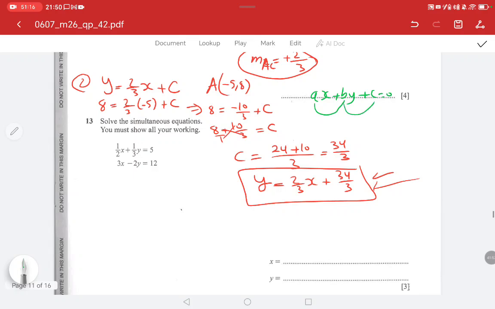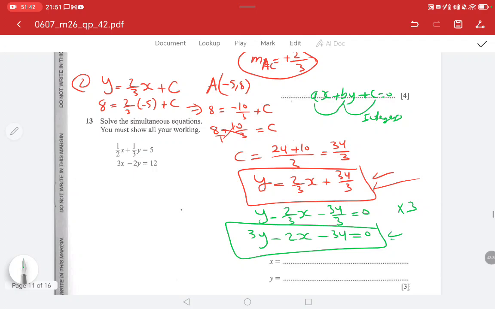Where a, b, and c are integers. Oh, so if you have this in exam, you have to make all of them integers. So you can do it in this form, like y minus 2/3x minus 34/3 equals 0, and then multiply all of them by 3. It will be 3y minus 2x minus 34 equals 0. This is just in case they say make it in this form, with all coefficients of x and y and the constant to be integers.